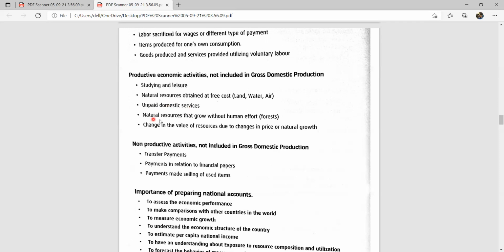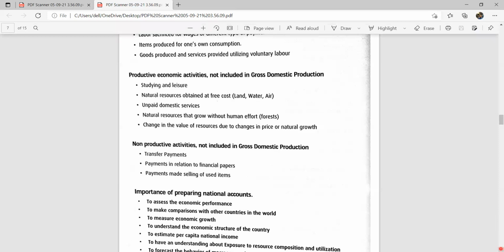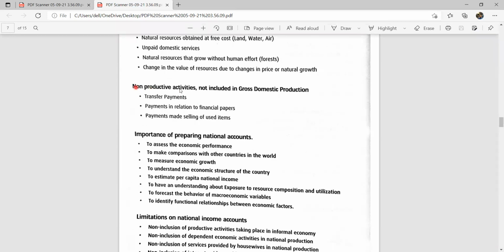Unpaid domestic service, natural resources that grow without human effort. Like a forest, it grows automatically without human involvement. Even it is not included in gross domestic production. Next one, change in the value of resources due to changes in the price of natural growth. When there are changes in value of resources due to natural changes, not included because there is no human effort.